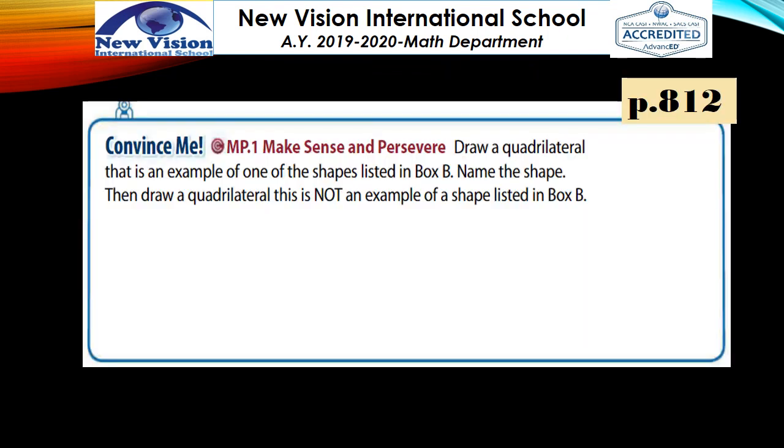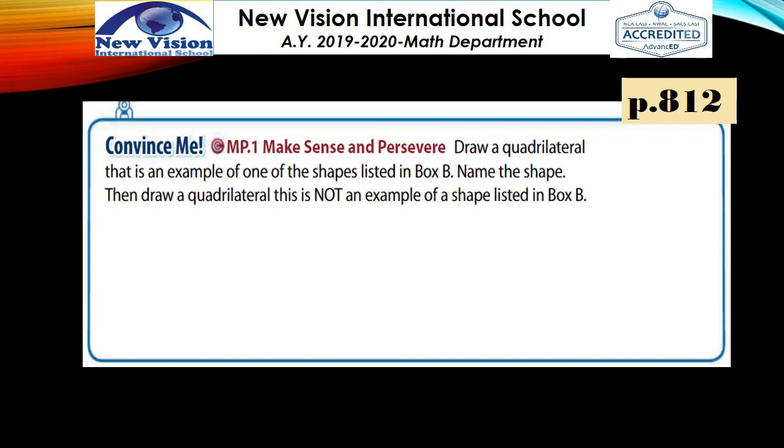Now let's have here the Convince Me on page 812. We have: draw a quadrilateral that is an example of one of the shapes listed in box B and name the shape. Then draw a quadrilateral that is not an example of a shape listed in box B. Okay, so you have 1 minute to do that. And while you're doing it, you can pause this video.